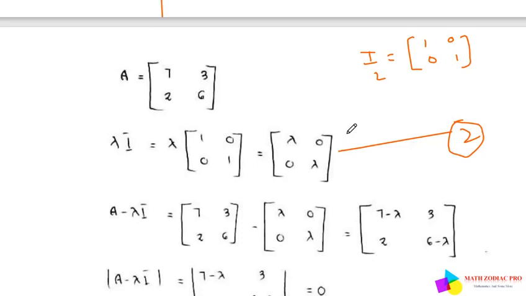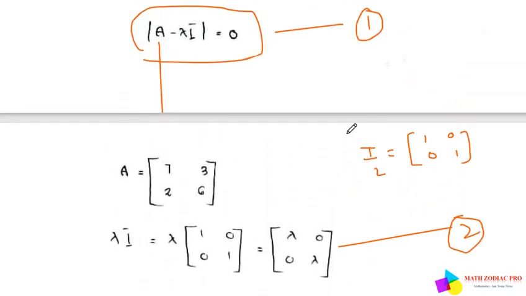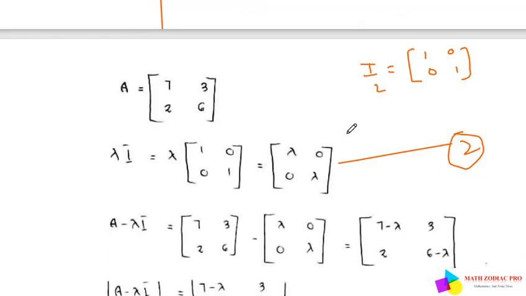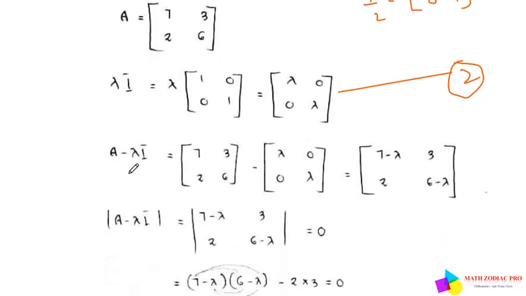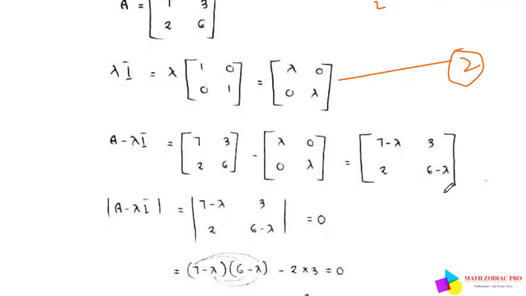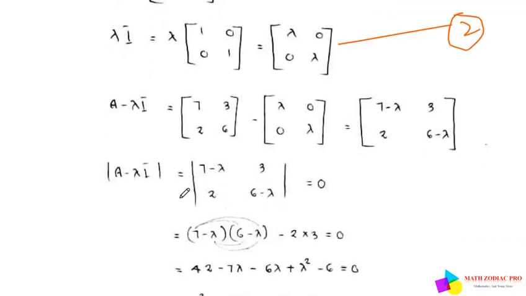Next, we know that the characteristic equation is determinant of A minus lambda I equal to 0. So A minus lambda I equal to the matrix 7 3 2 6 minus lambda 0 0 lambda, so we get 7 minus lambda, 3 minus 0 equal to 3, 2 minus 0 equal to 2, and 6 minus lambda. Next we have to find the determinant of A minus lambda I, which is the determinant of 7 minus lambda, 3, 2, 6 minus lambda, equal to 0.